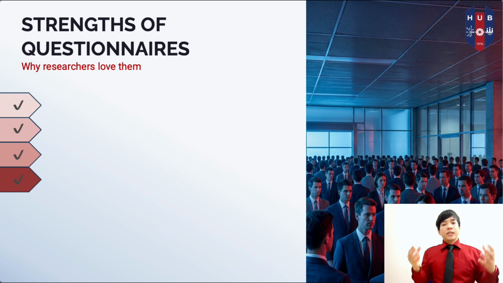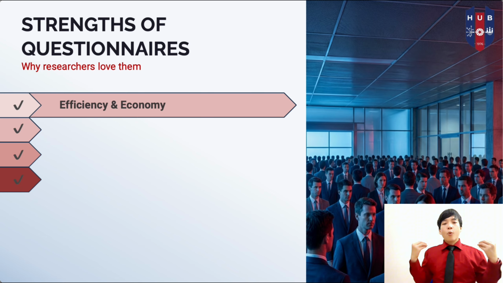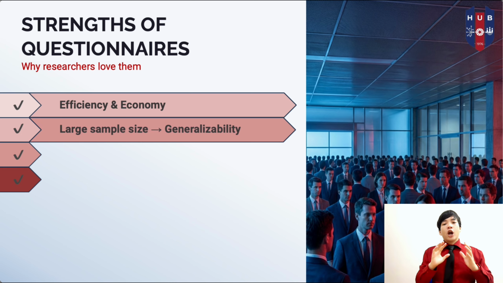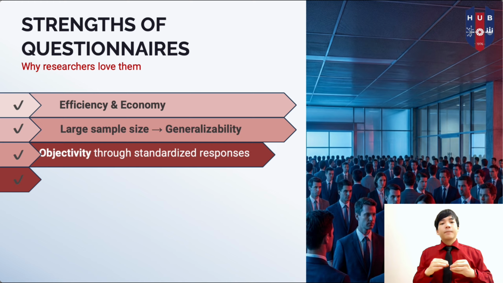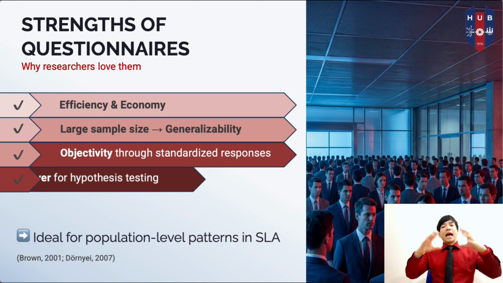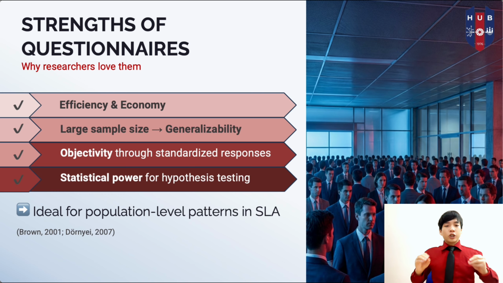There are solid reasons why questionnaires remain one of the most dominant instruments in applied linguistics. They are efficient, allowing rapid data collection, and scalable to hundreds or even thousands of participants, increasing the generalizability. Because everyone receives the same items, we reduce researcher influence and maintain objectivity. Finally, questionnaires provide statistical power. They help us not only describe what is happening, but also discover why through correlations and group comparisons. In short, they allow us to explore big questions at the population level.